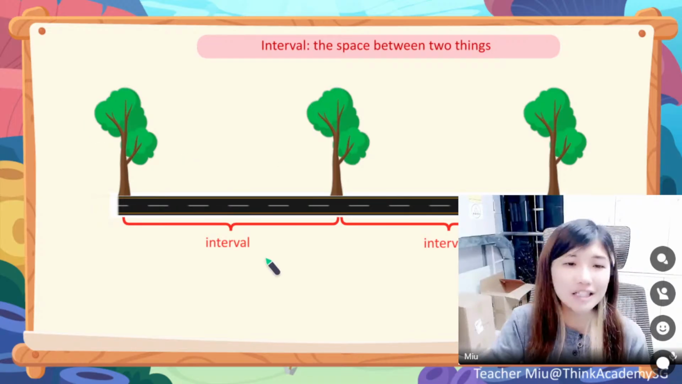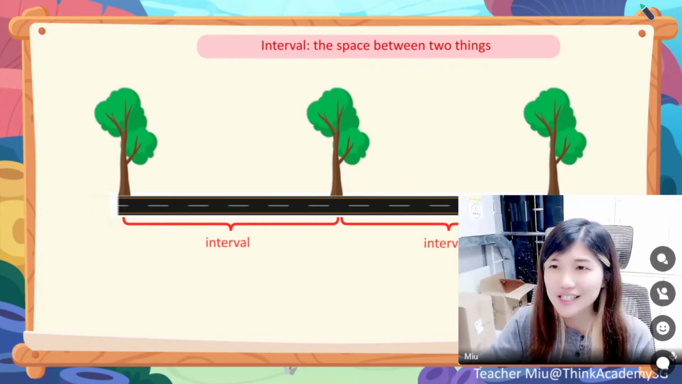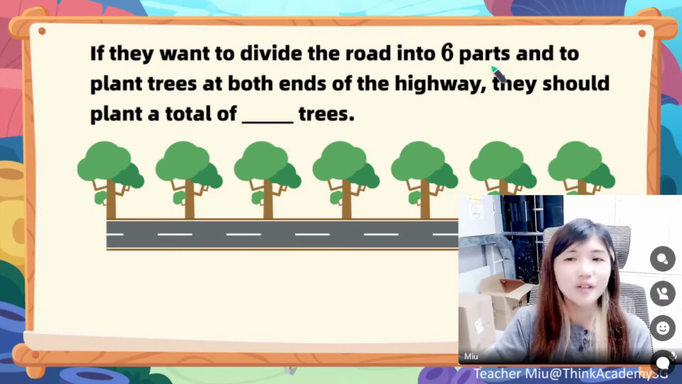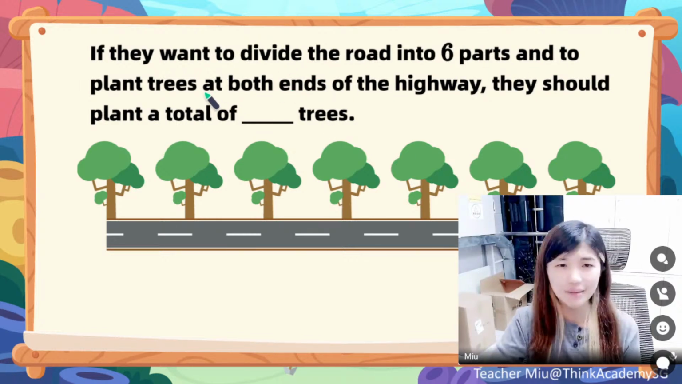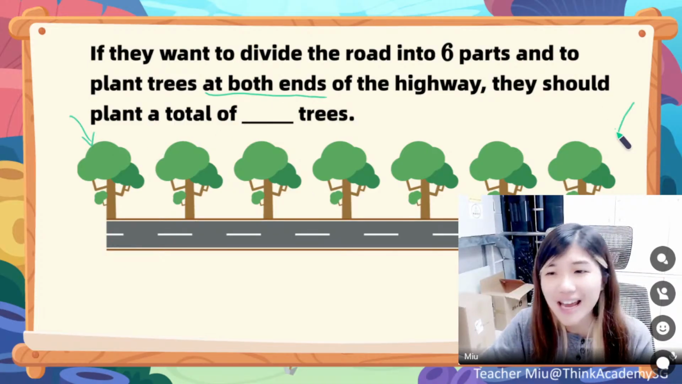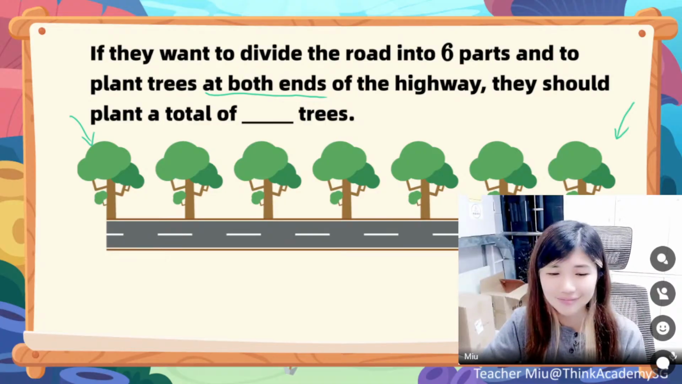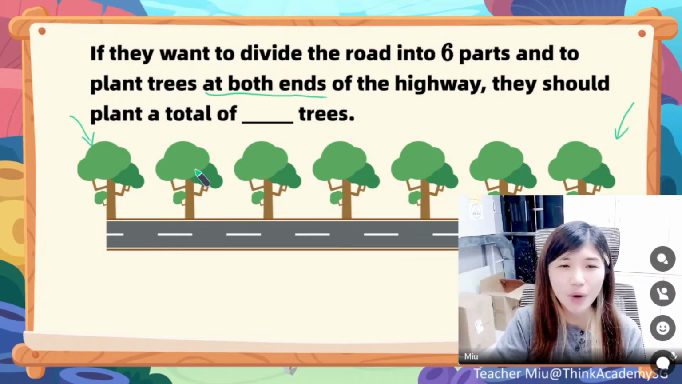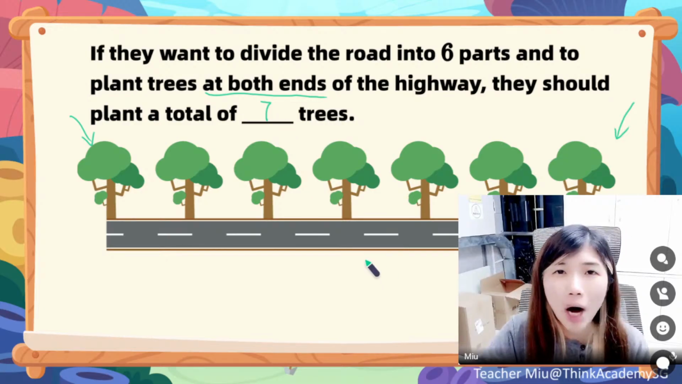But when you look at the trees and the intervals, the relationship is not always the same. Let's just take a look at the first one. If they want to make the row into 6 parts and plant the tree at both ends, that means we start with a tree and end with a tree. So how many trees do they need? You can directly count, right? There must be 1, 2, 3, 4, 5, 6, 7 trees. That means you have 6 parts, but 7 trees. So which one has more?